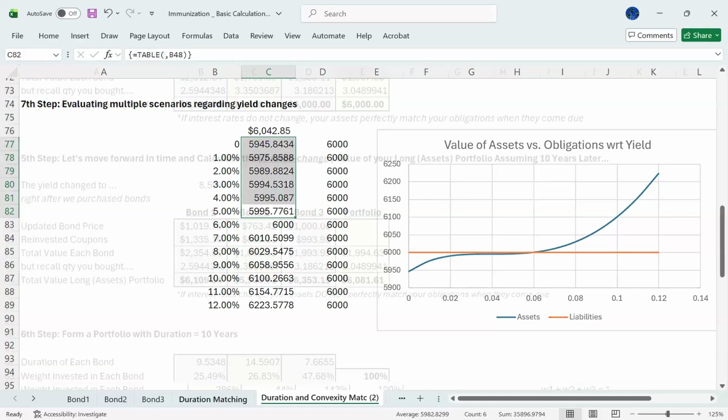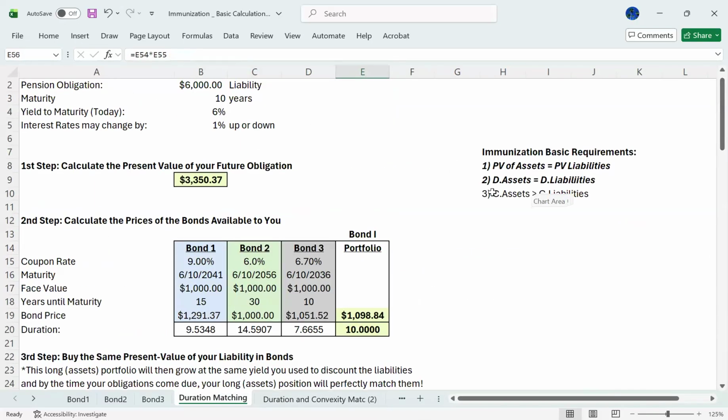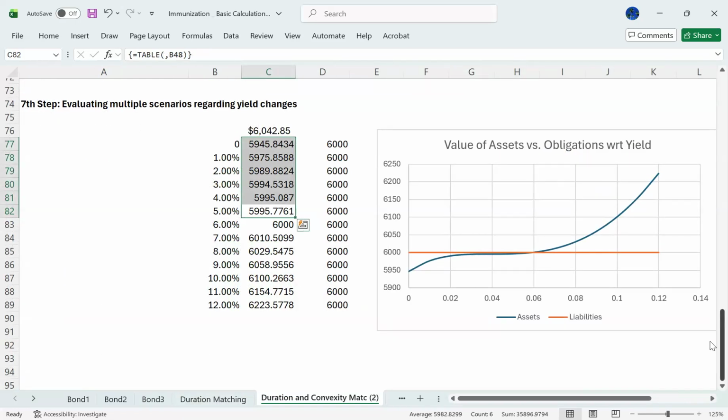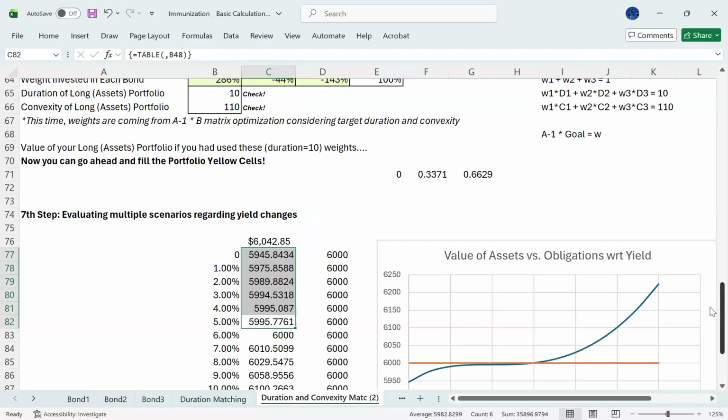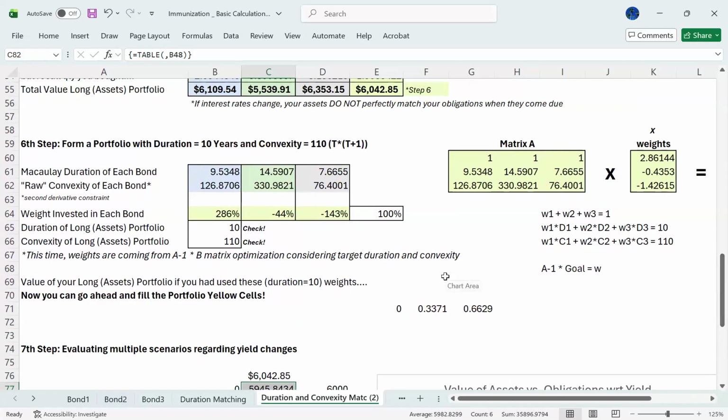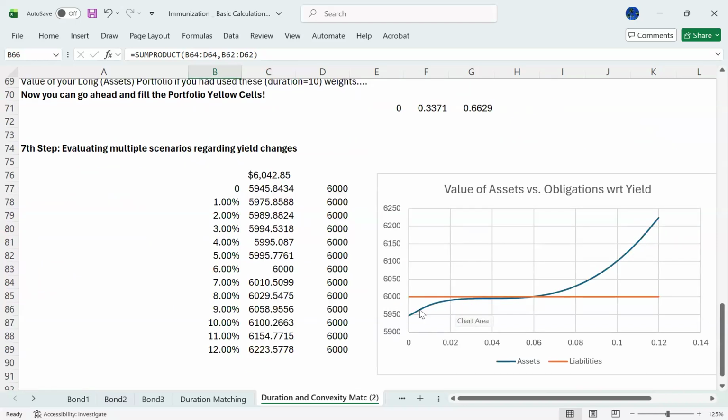Now, let's keep in mind that the condition for immunization is that convexity of assets is higher than the convexity of liabilities. And moreover, the more convexity we can get, the better off we are. Because convexity helps us. In a previous video, I explained that when rates go down, we are better off, and when rates go up, we're not as worse off compared to lower convexity alternative portfolios. So this one, we have a convexity of 110, and we have some potential issues. It's very close, it's very good, but we have some issues.